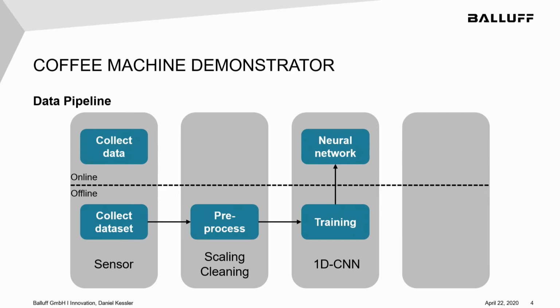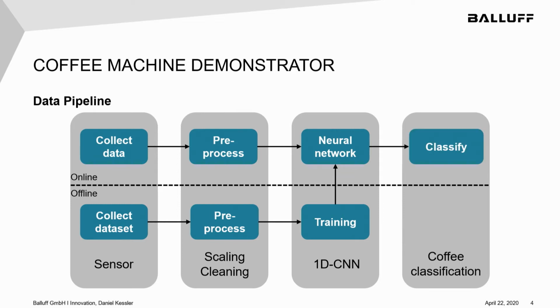If we switch to the online mode, we collect data in a smaller time window, in this case, in a process window of a coffee. Then we make the same pre-processing steps and feed that data to my neural network. This neural network now classifies which coffee type is made.